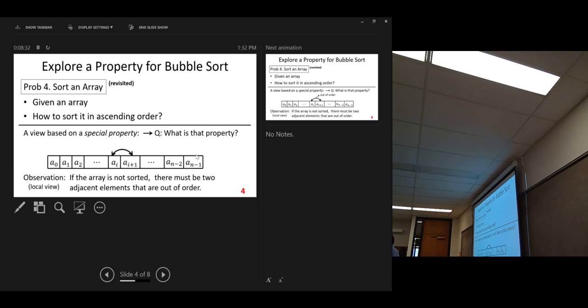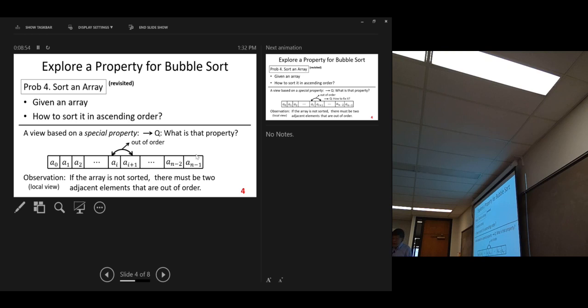That's the idea. We identify this property, and after we fix it, we get this array sorted. You can see the idea is so simple. Out of order. That's the key property.